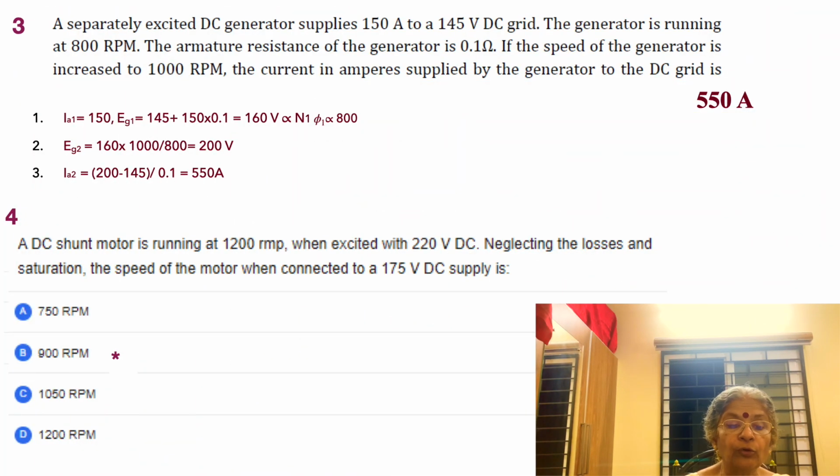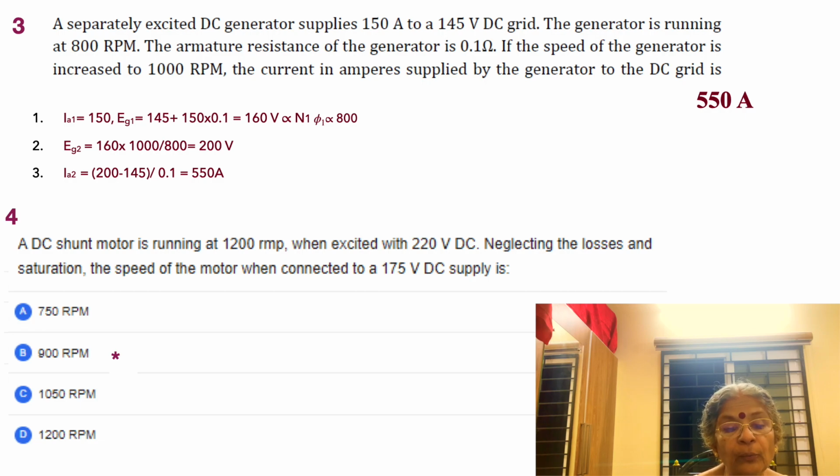A DC shunt motor is running at 1200 rpm when excited with 220 volt DC. So 220 volt is proportional to 1200 rpm, unless there's a drop in the armature. Neglecting the losses and saturation, so everything is neglected, which means that the flux is considered to be constant. Why? Because it's a shunt motor.